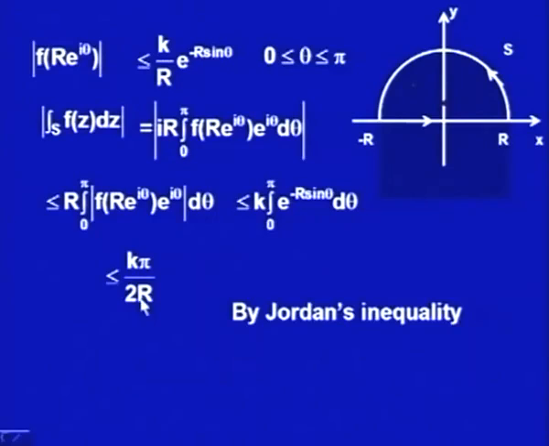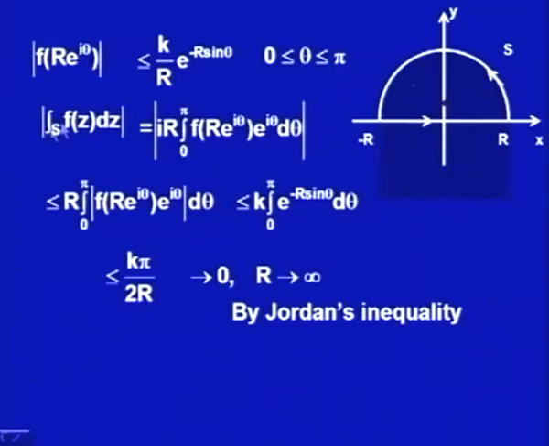Now, you see what we have found. There we had first found k upon r. Now we have found k pi upon 2r, a finer upper value, which depends upon r, and it says that as we take r larger and larger, it will approach 0.